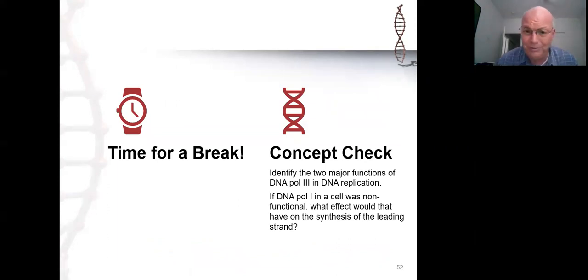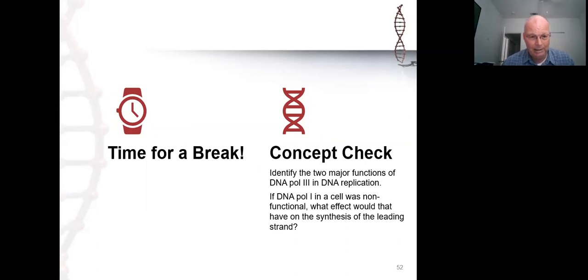It's time for another break because we've been going for quite some time on that one as well. So let's take a look at a couple of concept check questions. I'll break, and when we come back from the break, I'll give you the answers to the concept check questions. So identify the two major functions of DNA pol 3 in DNA replication. That's the one that does most of the replicating process. If DNA pol 1 in a cell was non-functional, what would the effect be? What effect would that have on the synthesis of the leading strand?